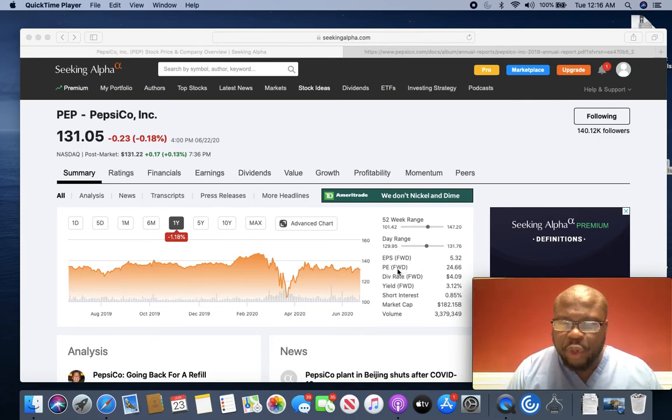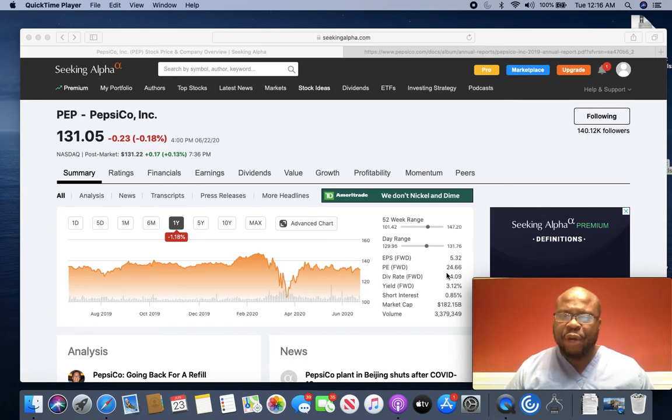The next thing you might want to look at is the PE ratio. The PE ratio stands for price to earnings ratio. So basically, it's a ratio. You take the price, $131, and you divide it by the earnings per share. Actually, they have it here, $5.32. So you take $131, divide by 5, and you'll get about 24, right? The price to earnings ratio. Sometimes they use the term price to earnings multiple.